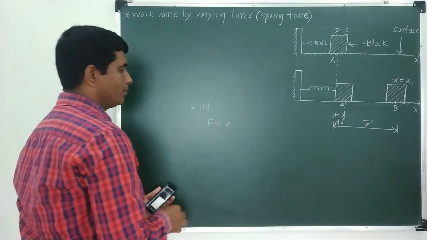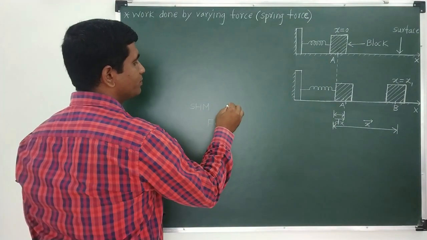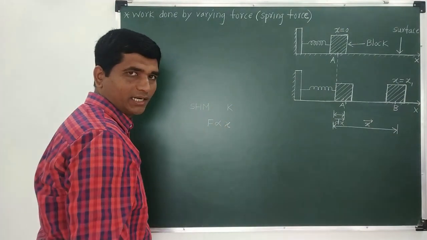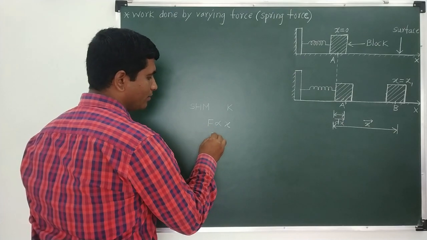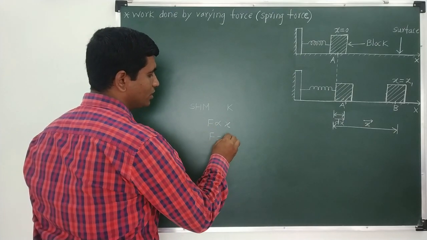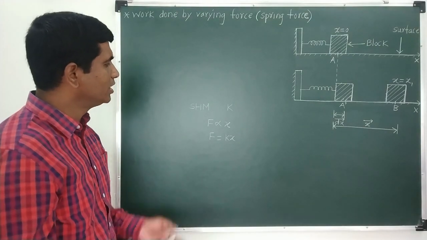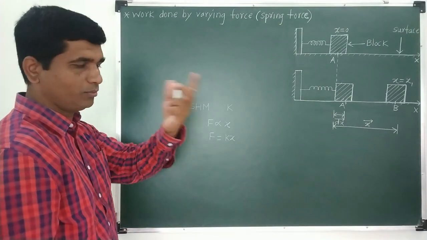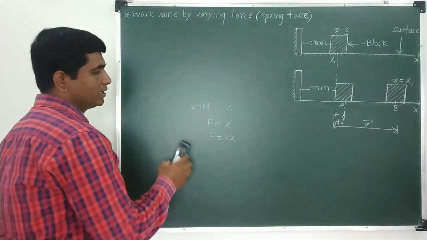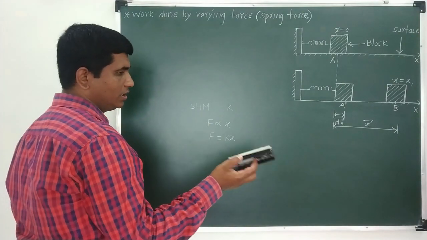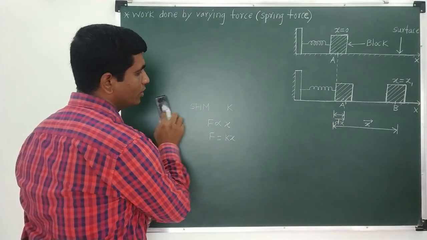You just have to remember that for a given spring, the force constant I am assuming is k. So the force exerted by the spring is F equal to kx. This is the understanding you have to keep with you from your earlier standard chapter, that is simple harmonic motion.